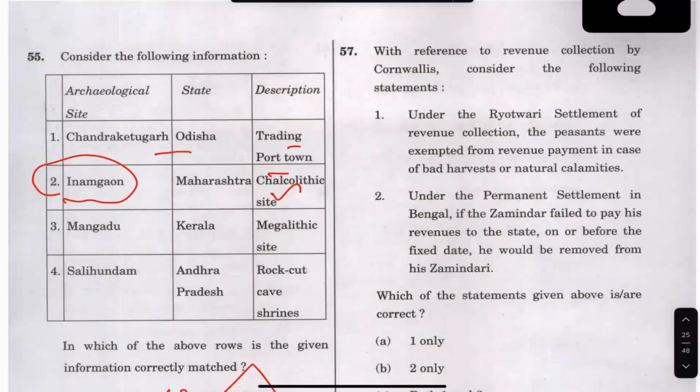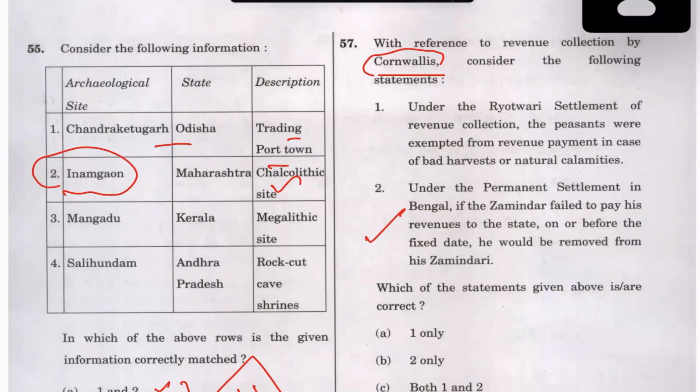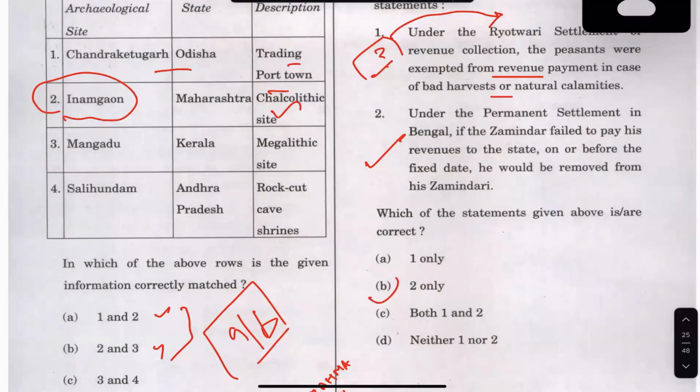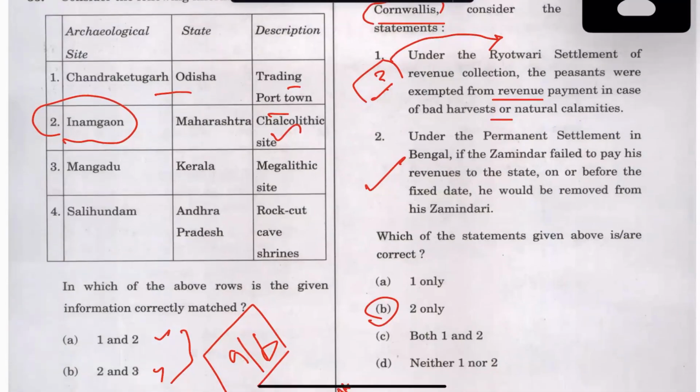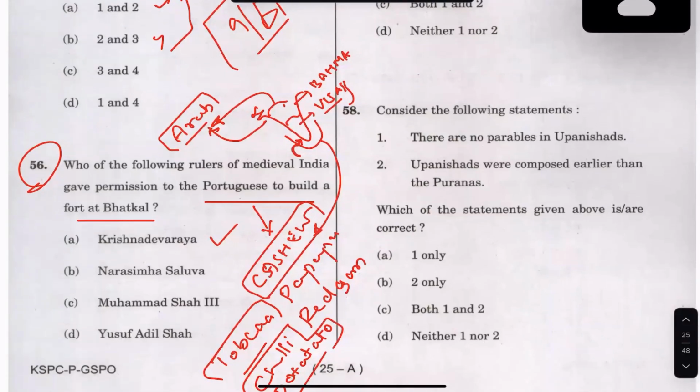So for example, revenue collection by Cornwallis. Actually, Cornwallis, consider the following. See, this one is true. Okay, this one, statement one, is true. Under the Rayatwari system, the peasants were exempted from revenue payment. How should I interpret it? I do not know. Rayatwari system, yes, they had this point, but not Cornwallis. Sorry, Cornwallis was not the person. I do not know how you interpret. You can go for two. But Rayatwari had this provision, is what I thought, but I'm not going to include it in easier. This is an easier question.